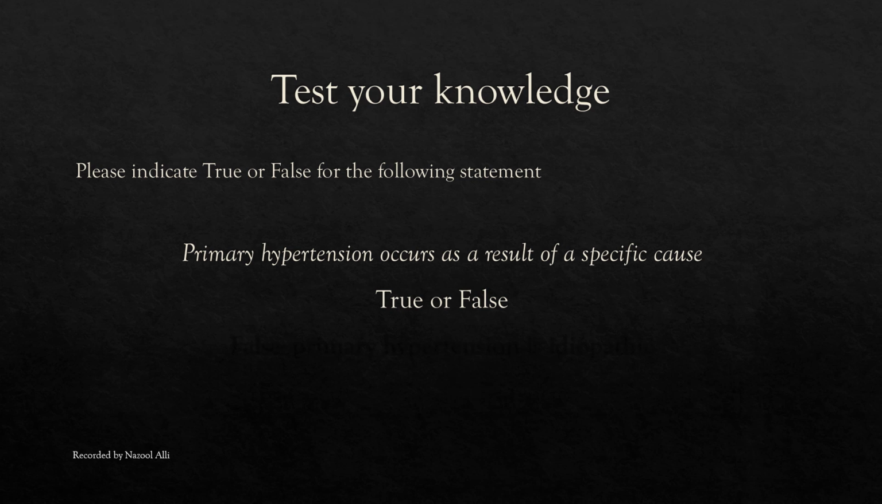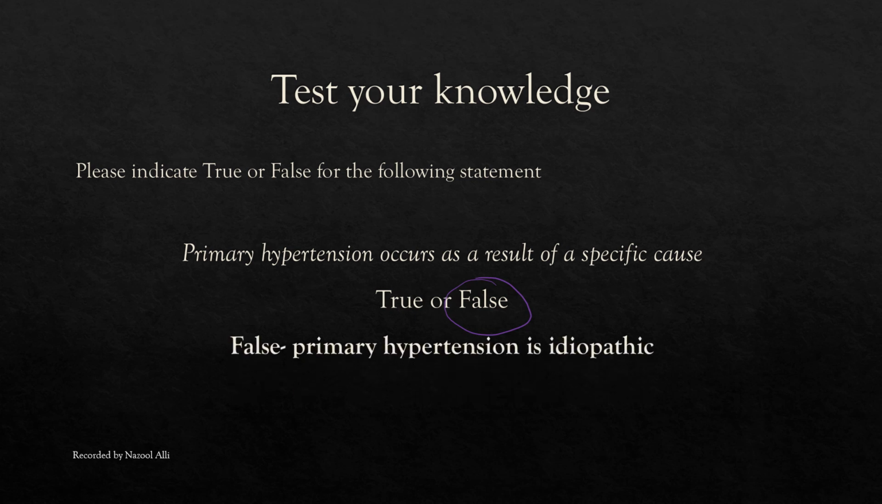So just to wrap up, let's test your knowledge. Please indicate true or false for the following statement. Primary hypertension occurs as a result of a specific cause. Is this true or false? If you've picked false, you're correct. False because primary hypertension, as you recall, is idiopathic. There is no real specific cause. This is why we're unable to cure it, because secondary hypertension is a result of a specific cause, and if you treat the cause, then ultimately you can decrease the hypertension. So the answer is false.